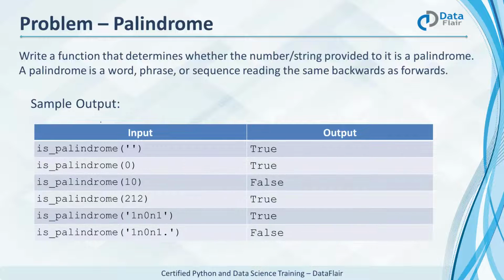Can you write a function that checks whether a number or string is a palindrome? A palindrome is a word, phrase, or sequence that reads the same backwards and forwards. Some examples are the words non, Bob, seas, and kayak.